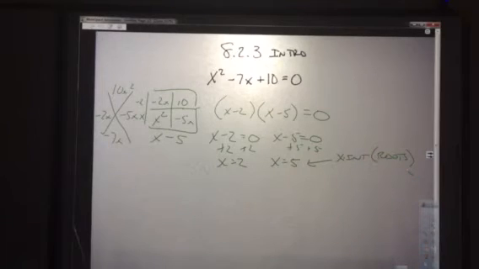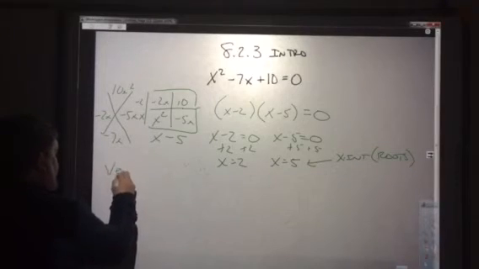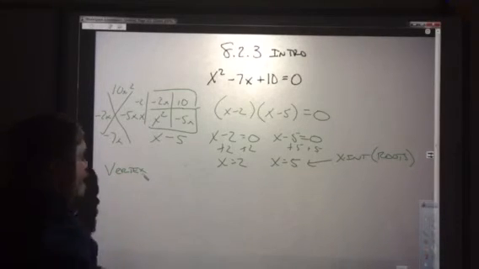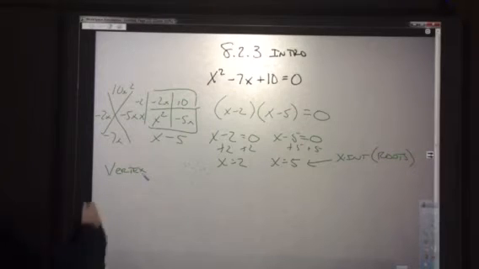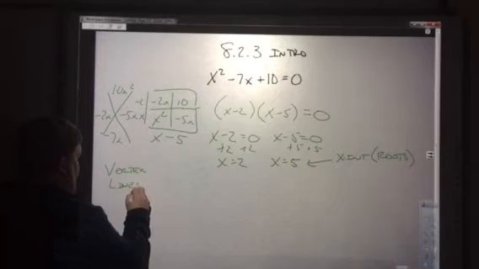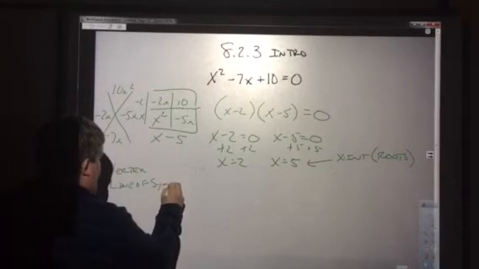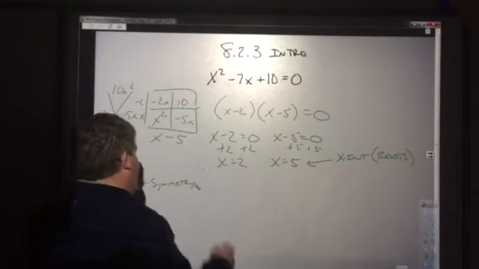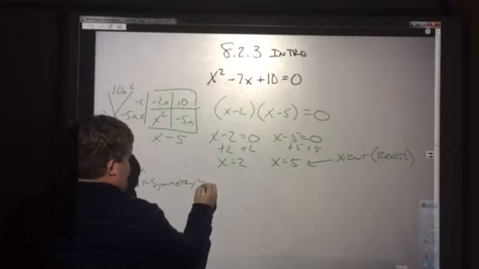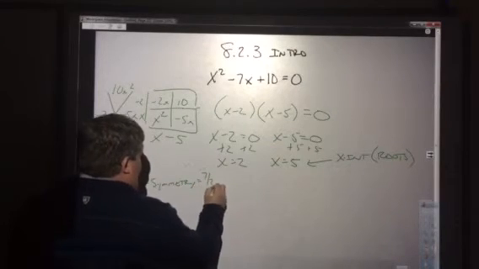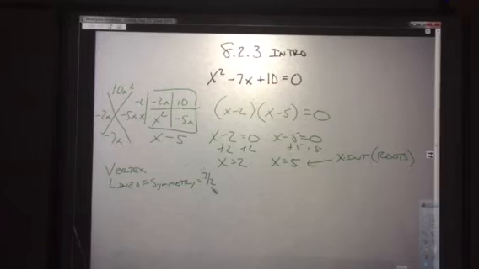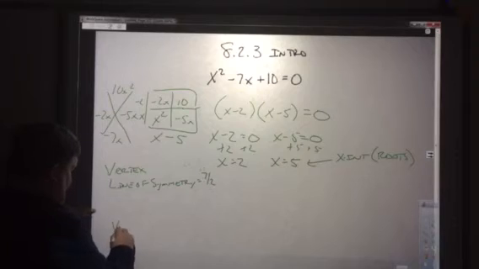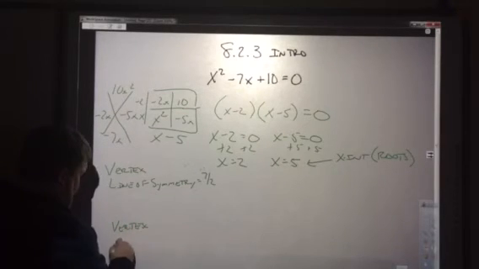Then we want to find our vertex. Okay? So we want to find our line of symmetry. So that's between 2 and 5, which is actually 3.5. Okay, line of symmetry is 3.5, or 7 halves. And what happens is, this becomes our x value in our vertex.